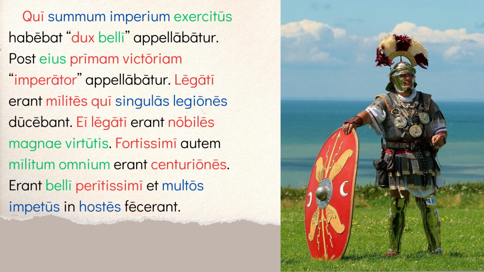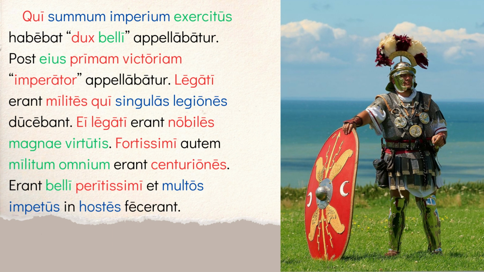Then you have ei legati erant nobiles magnae virtutis. So these legates, or these lieutenants, were nobles. So they were upper class of great virtue. They were nobles of great virtue, magnae virtutis. Then you have fortissimi autem militum omnium erant centuriones. So the bravest, however, moreover, the bravest of all soldiers, militum omnium, the bravest of all soldiers were the centurions, centuriones.